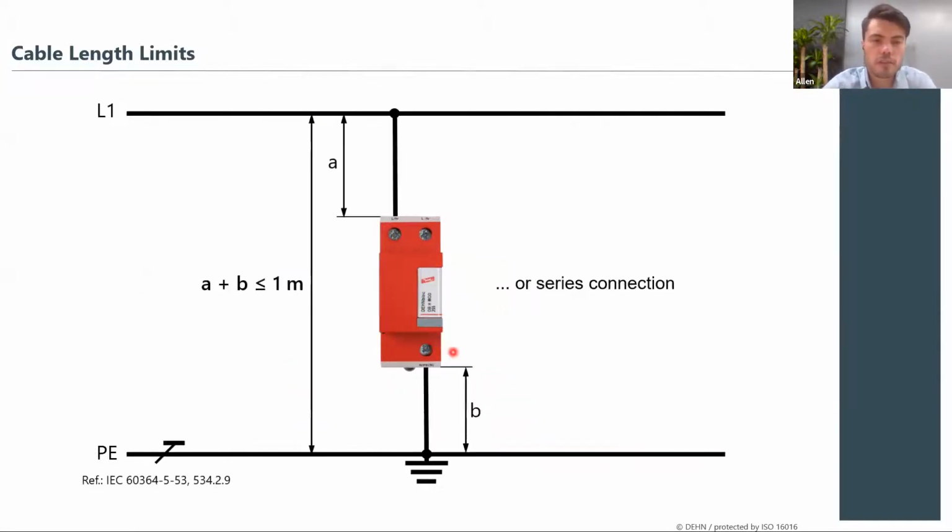The general rule of thumb is that the connecting cable lines, which is your line connecting from your busbar to your SPD, as well as from the SPD's earth terminal to your earth bar, should be shorter than 1 meter.